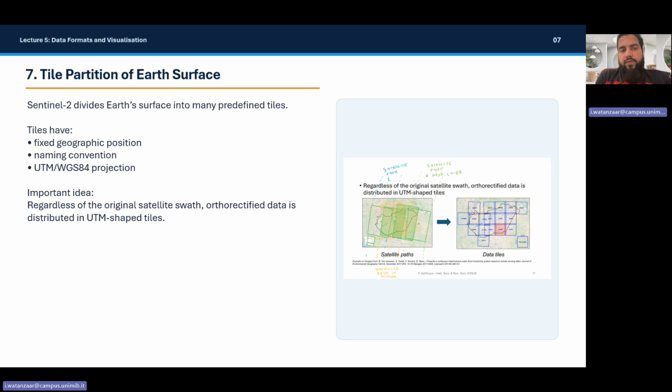So the tile partition of the earth surface in the Sentinel-2 case divides the earth surface into many predefined tiles. It is predefined when we are having the acquisitions. The tiles have fixed geographic positions and a certain type of naming convention, like the UTM and WGS84 projection. The important idea about this tile partition of the earth surface is that it is regardless of the original satellite swath we already discussed, that is the stripe we are taking.